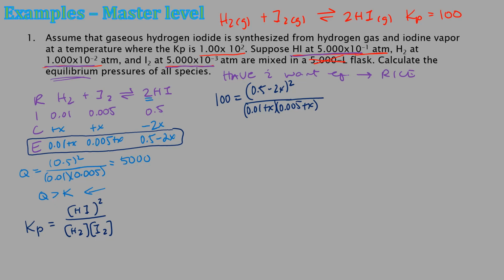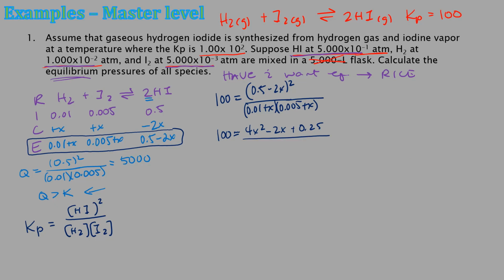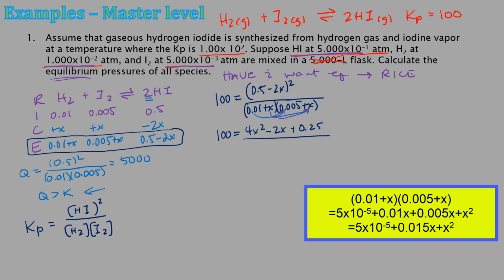So if I do that, what I end up getting on the top, so I have 0.5 minus 2x times 0.5 minus 2x, and I'm going to FOIL it out. And I end up getting 4x squared minus 2x plus 0.25. And then I'm going to FOIL out this bottom too, right? Like that, and then like that, and then collect like terms. And I end up getting 5 times 10 to the negative fifth plus 0.015x plus x squared.